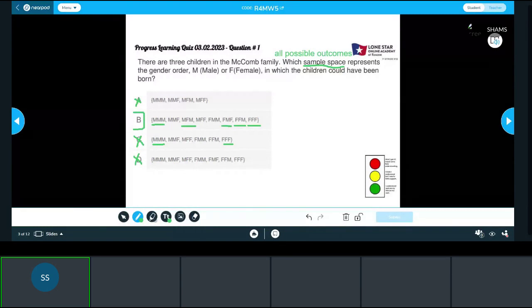Right? So what does answer choice B say? It says the first child could be male, second be male, third also be male. Another possibility could be first child be male, second child be male, third child be female. And continue reading like that. Remember, you're looking for all possible outcomes.